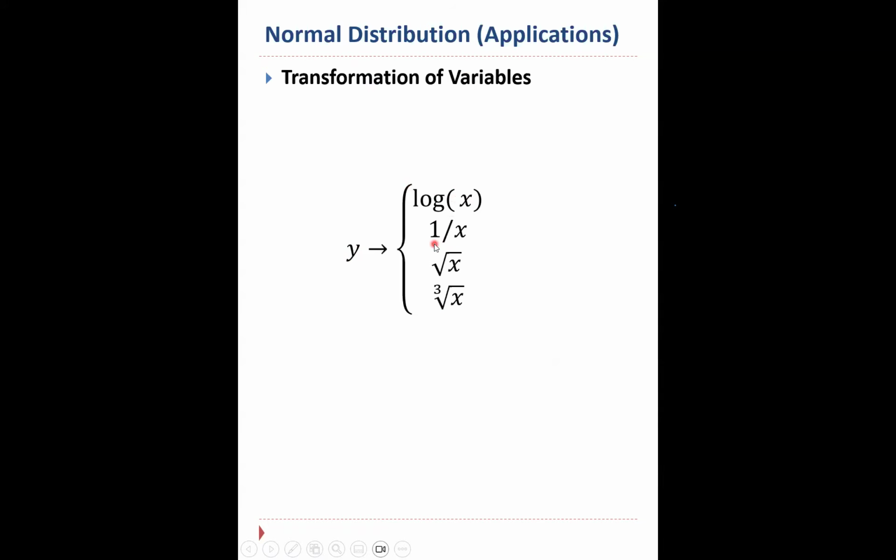Similarly, some variables, when transformed to 1 over x, become a new variable which is normally distributed. The log normal distribution has special applications. We have one example in this session as well. Sometimes x raised to the power 1 by 2, and sometimes x raised to the power 1 by 3.